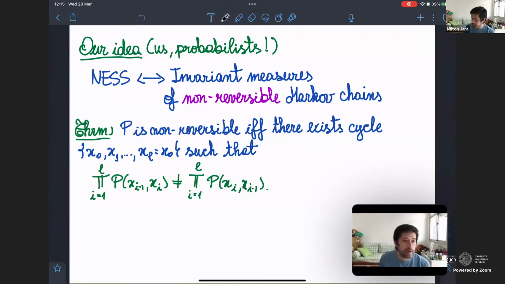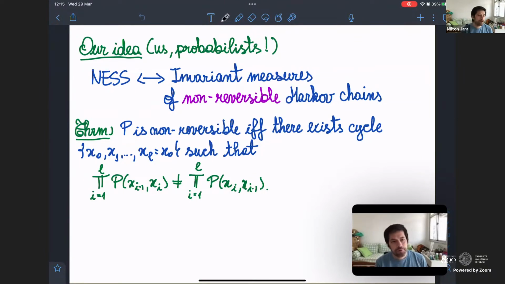And of course, currents prevent you from doing that, because if you reverse time in a process with currents, what you will observe are the currents in the reverse direction. So it's a symmetry-breaking fact, the fact that we have currents in the system. That means that the equilibrium stationary states are what we call reversible invariant measures of Markov processes.